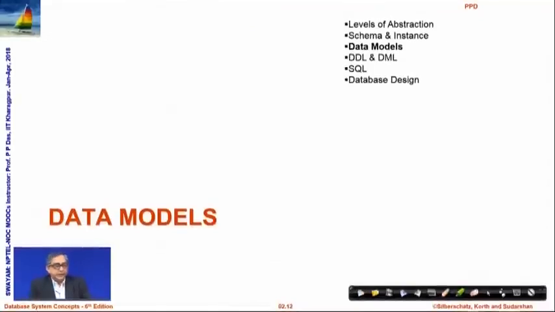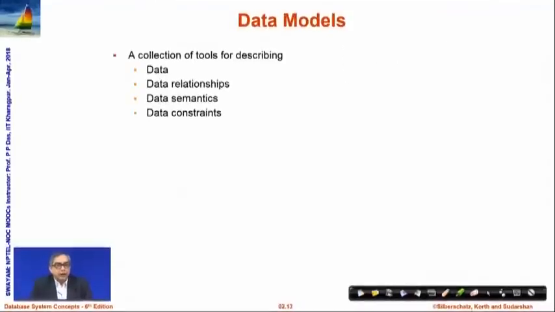So, next is data models. Data models are a collection of tools that describe the data, because we are talking about a database system. So, certainly the main focus here is to be able to model the data, to be able to represent the data. That talks about relationships between data, the meaning of the data, the semantics, and data constraints. For example, we say account balance; we just referred to account balance in the account schema and the instance. Now, the question is, can the account balance be negative? The answer is yes or no.